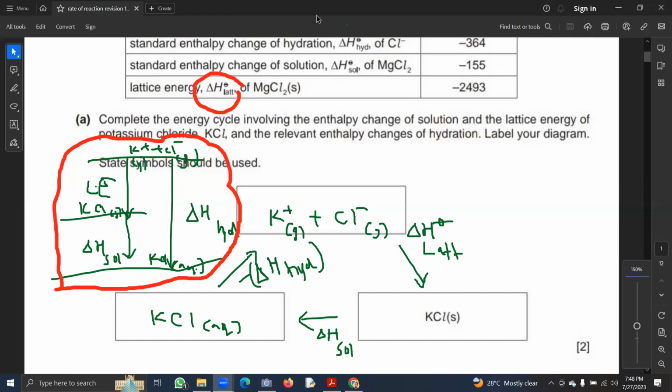Looking at this one, they ask in the diagram. The next one, without the diagram, they're asking you to get the value. So we can use the equation straight away. Understood, sir. So copy this. Next one they have given magnesium chloride.